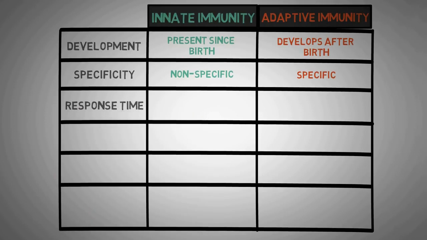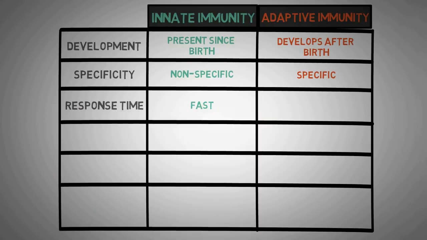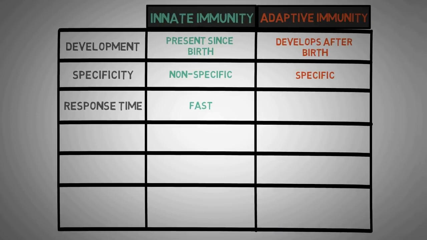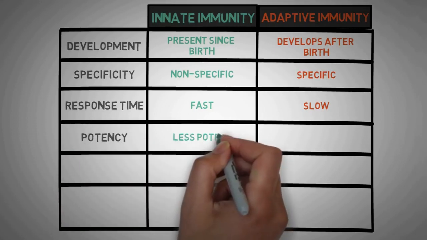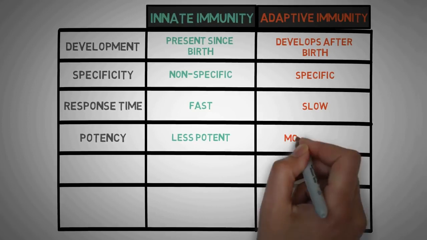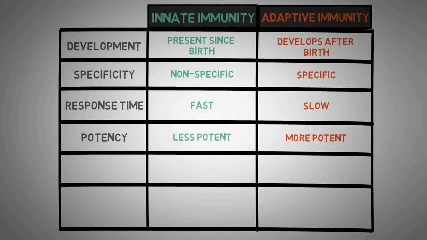When we look at the time that each system takes to respond to an infection, the innate immune system has a very rapid response to any infection, since this type of immunity is already present in our body, while the adaptive immune system is slow to respond as it needs the first exposure to develop a memory of the pathogen. If we look at the potency of each system, the innate immune system is less potent as compared to the adaptive immunity, which just means that the adaptive immune system has more power to kill pathogens, since of course it has cells and antibodies that are made specifically for that pathogen.